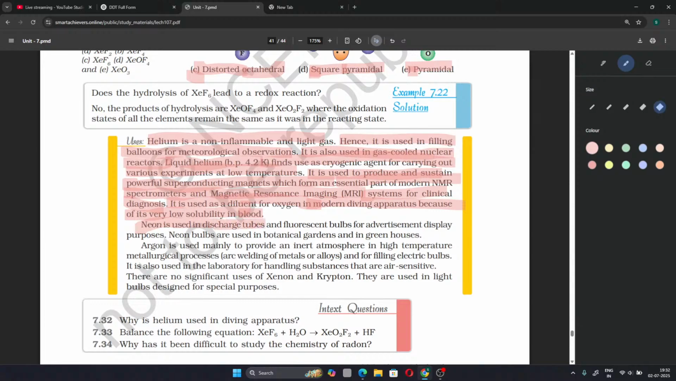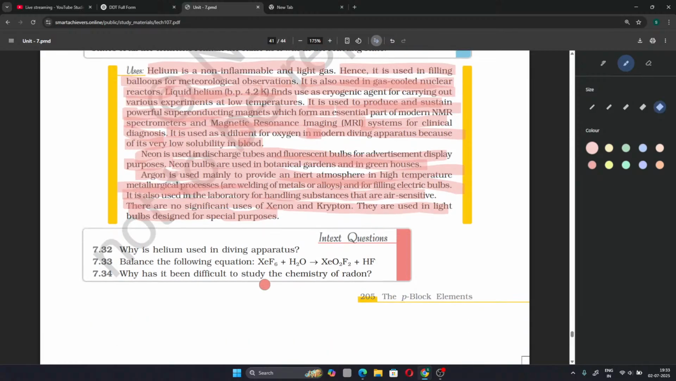Neon is used in discharge tubes and fluorescent bulbs for advertisement display purposes. We see various colorful lights, and this is for advertisement purposes. Neon bulbs are used in botanical gardens and in greenhouses. Argon is used mainly to provide an inert atmosphere in high temperature metallurgical processes, welding of metals or alloys, and for filling electric bulbs. It is also used in laboratories for handling substances that are air sensitive. There are no significant uses for xenon or krypton. They are used in light bulbs designed for special purposes.